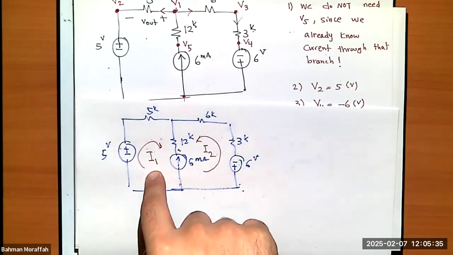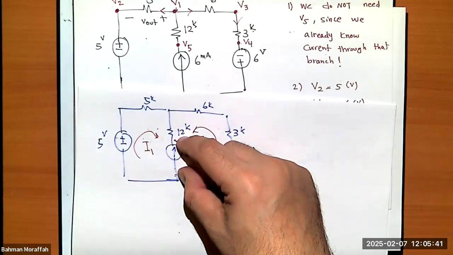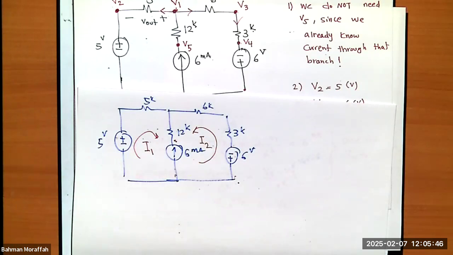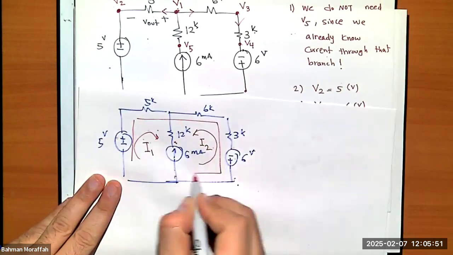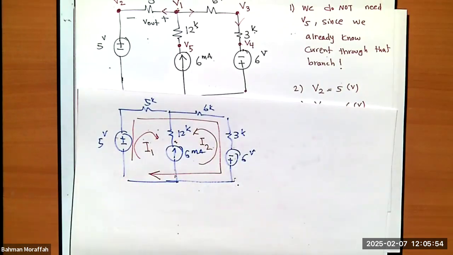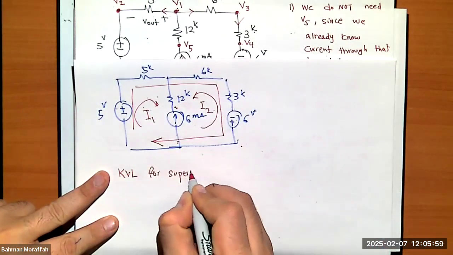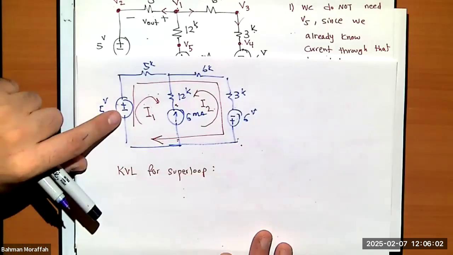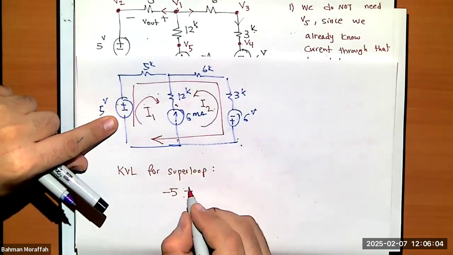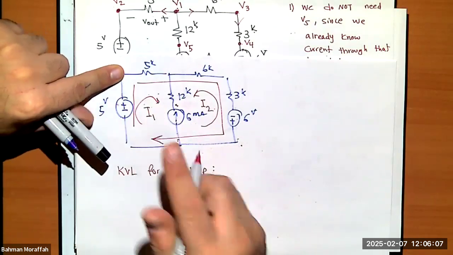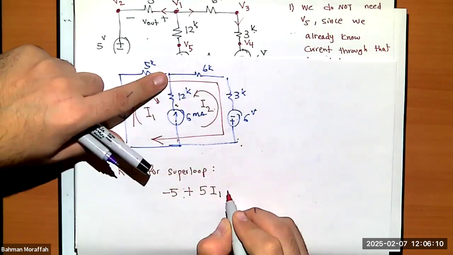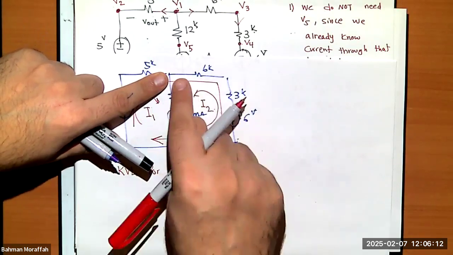Can I write a KVL at this node? No, because I don't know voltage across this current source. Right? So the idea here is that I have to do the super loop. So I'm going to say this over here is my super loop. Right? So KVL for super loop. What does it tell me? It tells me I have minus 5 plus 5 times I1 plus 6K times current through this.